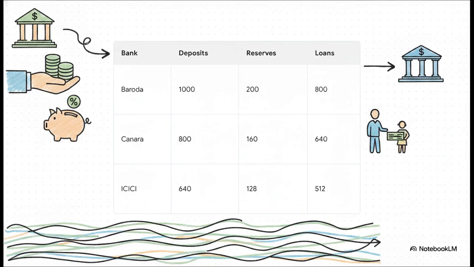Round two. That borrower uses their new 800 rupee loan to buy goods from a local trader, paying by check. The trader then deposits that exact check into their own account at Canara Bank. So Canara Bank now has a fresh 800 rupee deposit. They lock up 20% of that, which is 160 rupees, and they loan out the excess 640 rupees. Round three. That 640 rupee loan is spent and it gets deposited into ICICI Bank. They reserve 128 rupees and loan out 512. And this cycle just keeps continuing, rippling out through the entire economy.